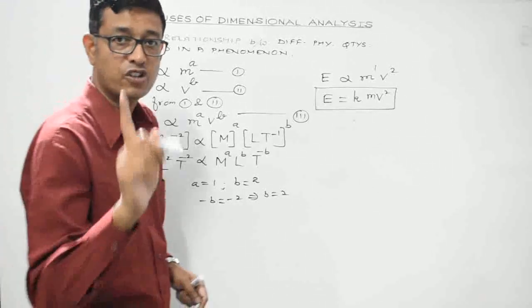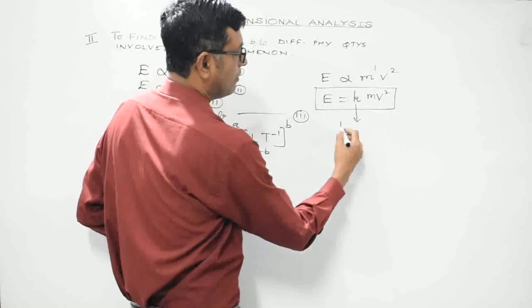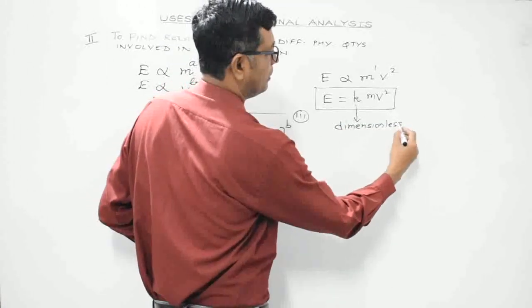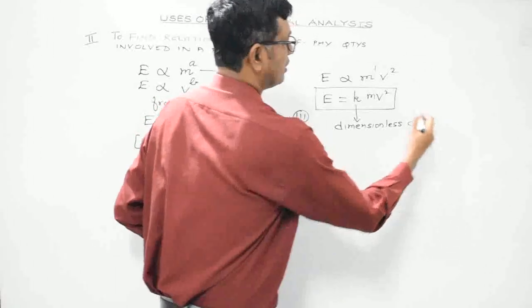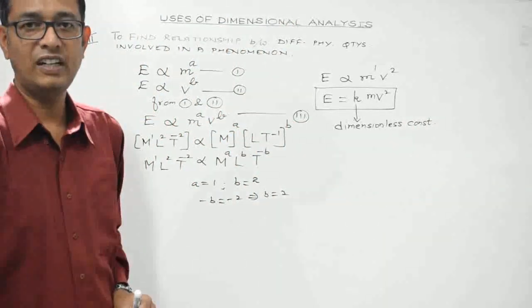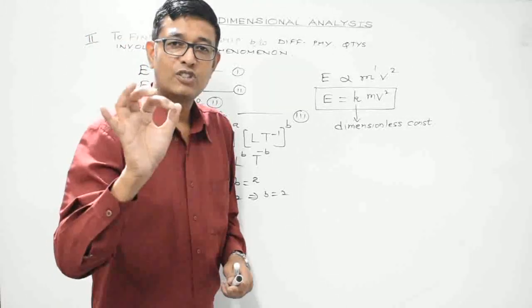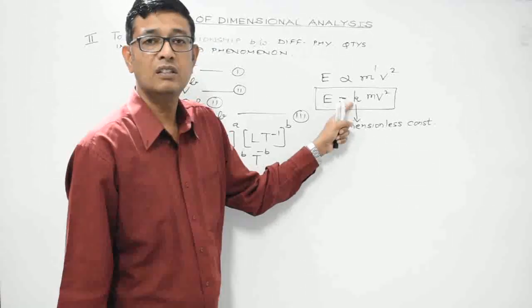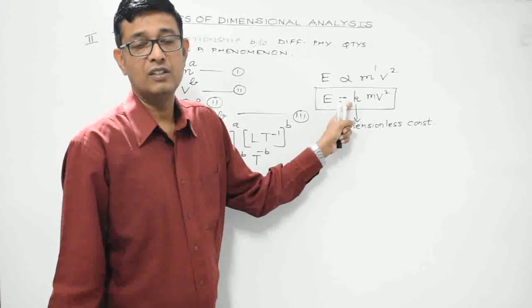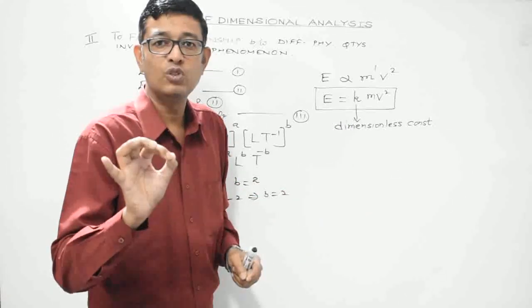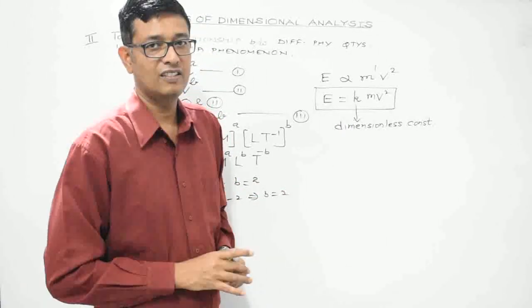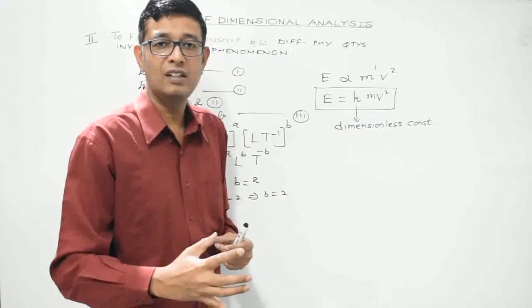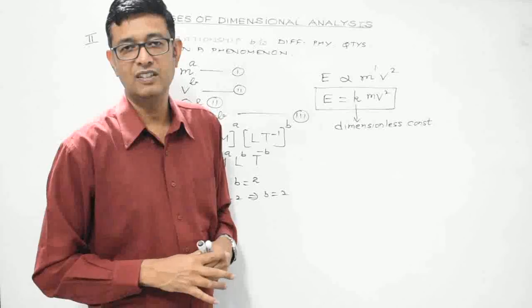Here I must mention that k is a dimensionless constant. It is a dimensionless constant. Please do remember this. It is a dimensionless constant, right? And one of the drawbacks of dimensional analysis is that it can't be used to determine the value of k. The value of k can't be determined using dimensional analysis. The value of k has to be determined either experimentally or by some other method.